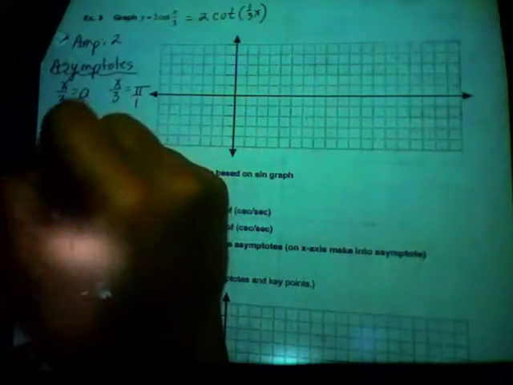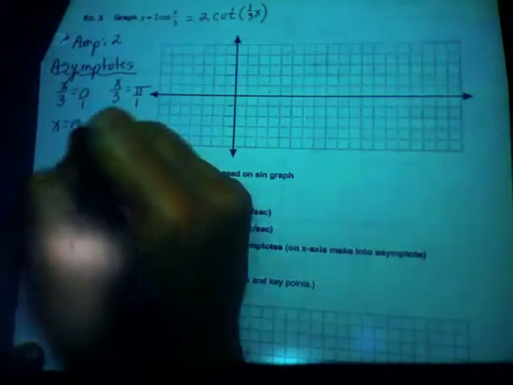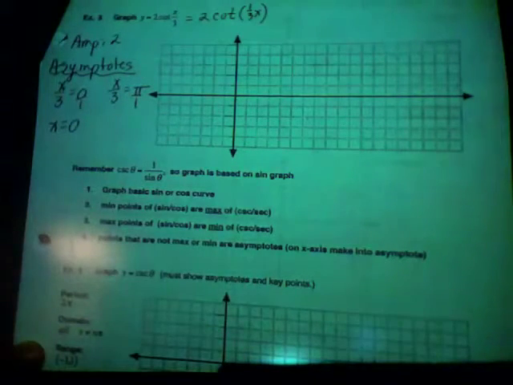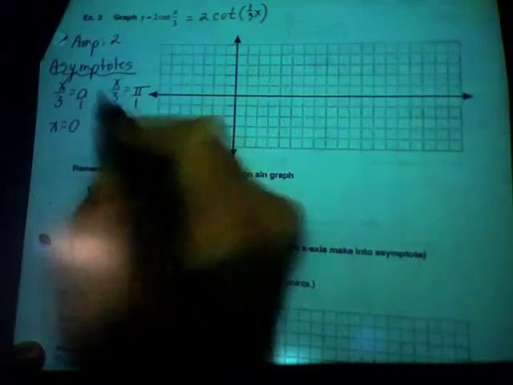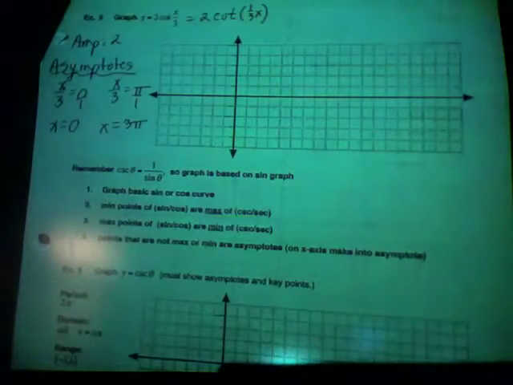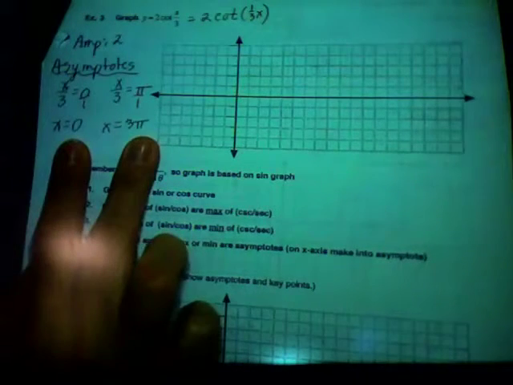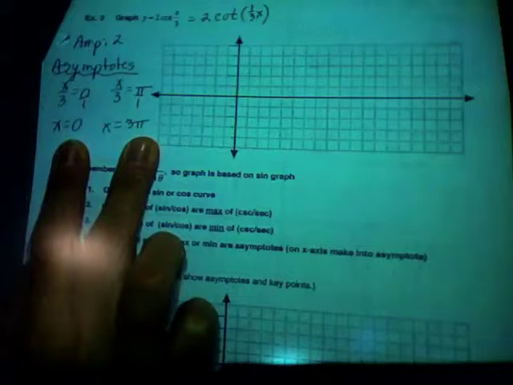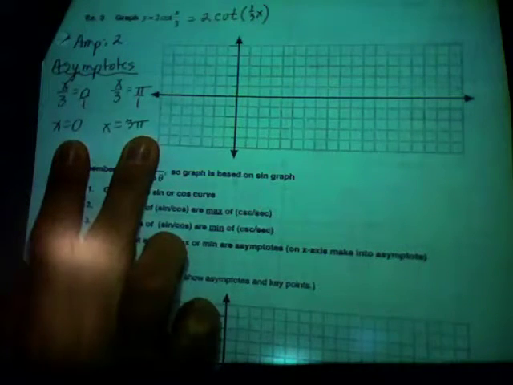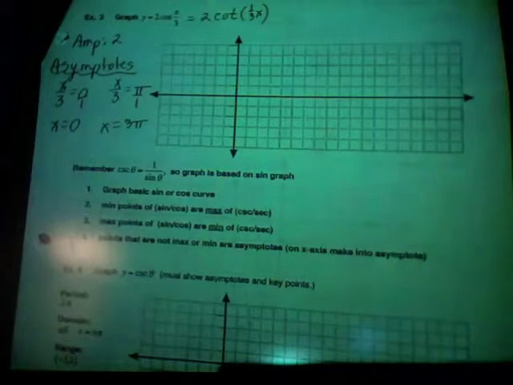So what does x equal here? What's 3 times 0? So 0, right? So this is one asymptote. And then this time I get x equals 3 pi. So instead of having a normal period width of pi, what's my period width now? 3 pi, isn't it? From 0 to 3 pi. So we've really stretched out the period.